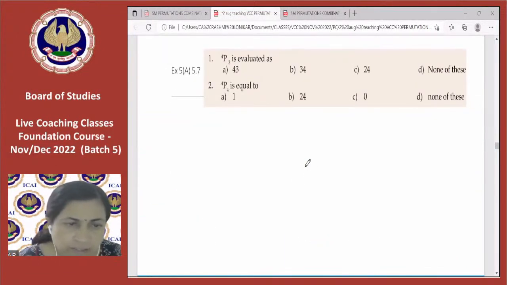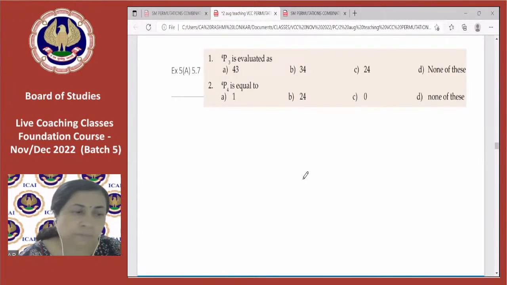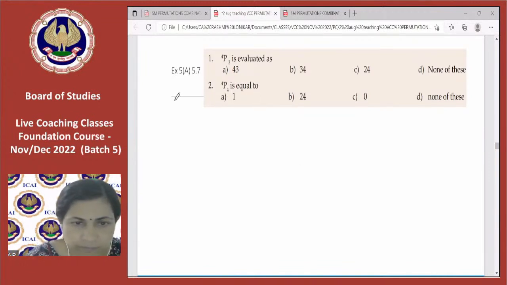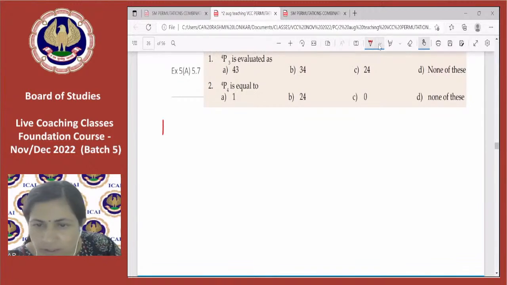Now this is exercise 5.7. Keshav, which sum do you want? Let me see. Question number 9. Okay. Yes. Now 4P3. From the exercise, this is 4P3.